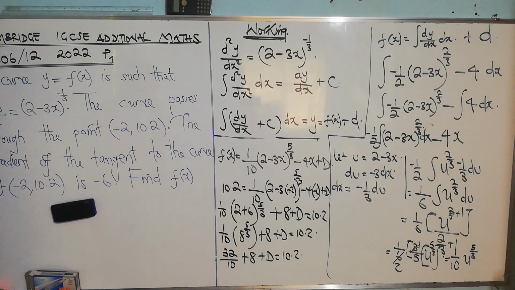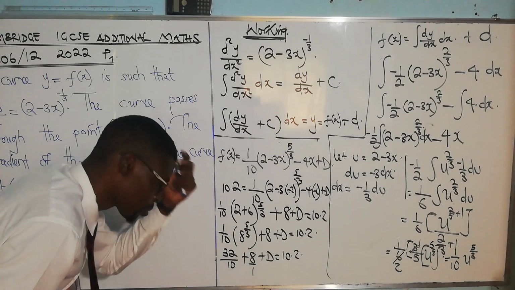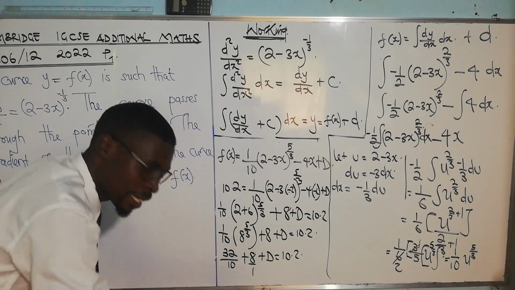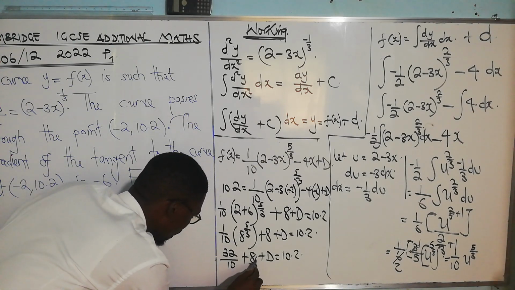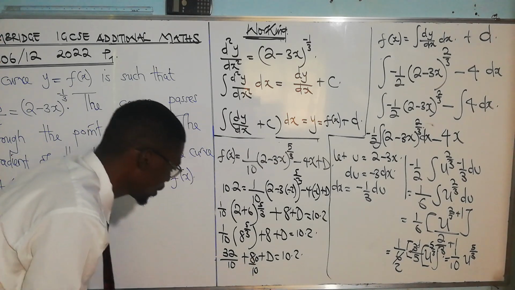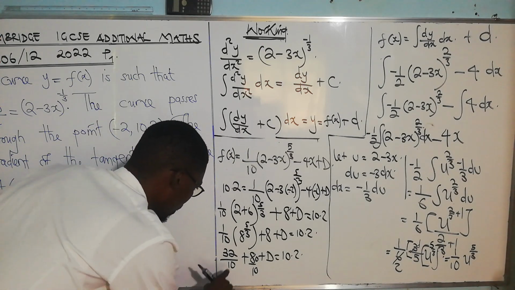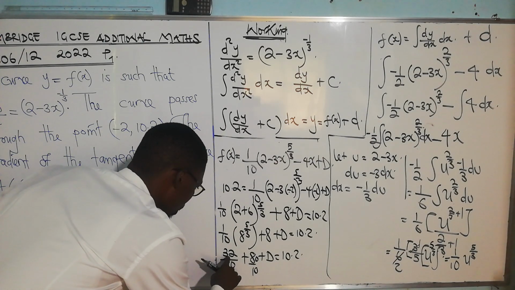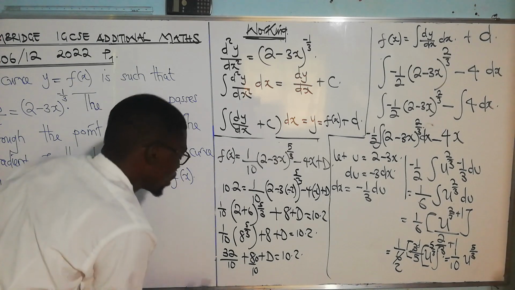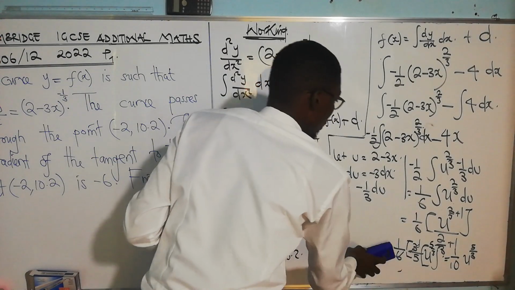All right, so what do we have here? 8 is the same as 8 over 1, and we make it 80 over 10, so that I have a 10 and a 10 there. Then I add 32 plus 80. We are going to get 112. So this will be 112 over 10 plus d.